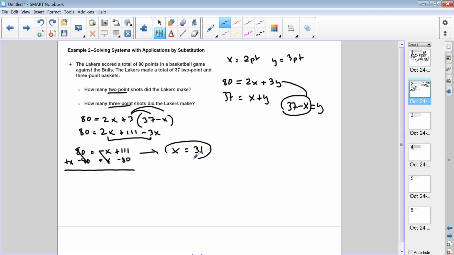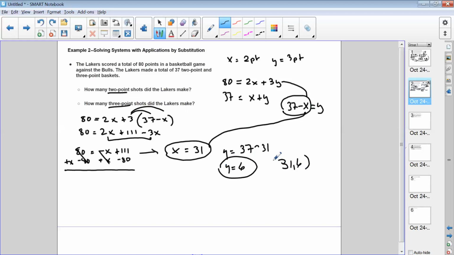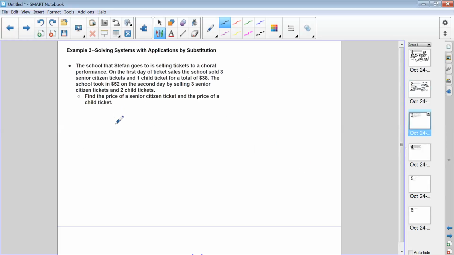So what does that mean? Well, that means there was 31 2-point baskets. So if I just substitute back in here, I'm going to get y is equal to 37 minus 31, and y is equal to 6. So the ordered pair 31, 6 means something. 31 2-point baskets and 6 3-point baskets. Next problem.